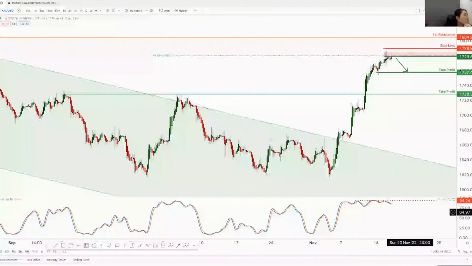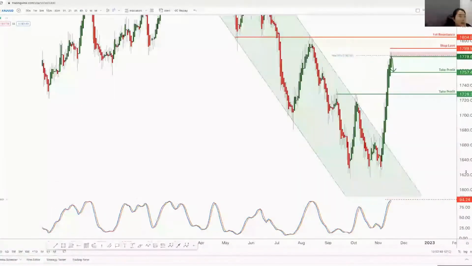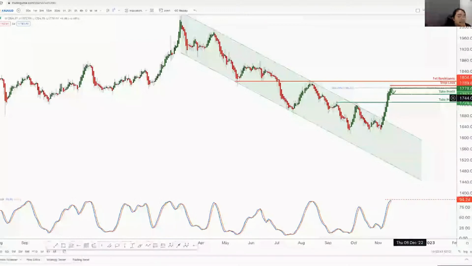Okay, so number one, overall, I think gold is a buy. Overall, I think gold is in an uptrend. Why? Because of the break of the channel and the break of the swing highs here. But the thing about any chart is that it never goes in one direction. Before it keeps going up, it needs to pull back once in a while. So I am expecting a pullback.